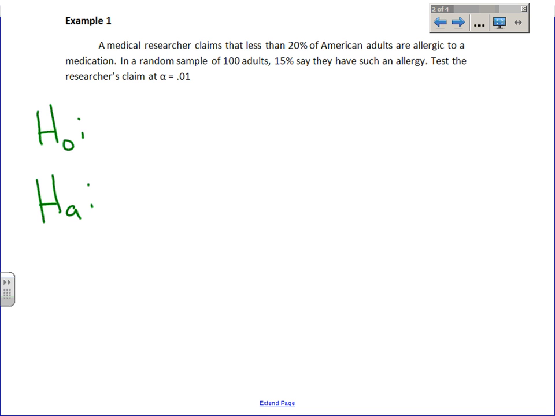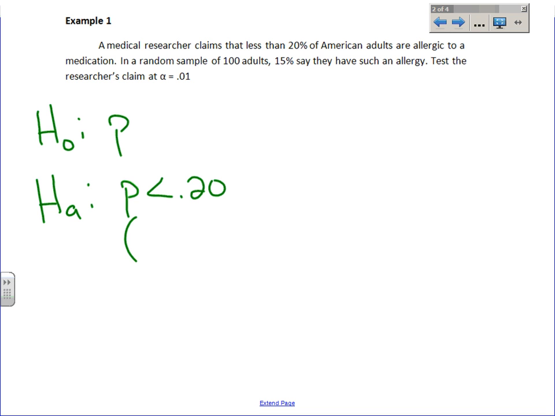All right. So we know, what have we been putting here? We've been putting mu, right? Well, yeah, it's P. So P. And then the claim is that less than 20% of American adults are allergic to medication. So where would you put that less than 20%? Is that saying less than or equal to? Yeah, that's your alternate because there's no equal to on it, right?